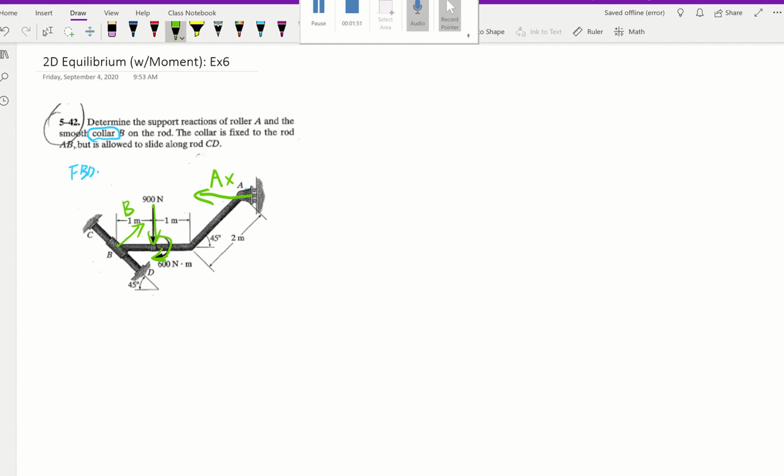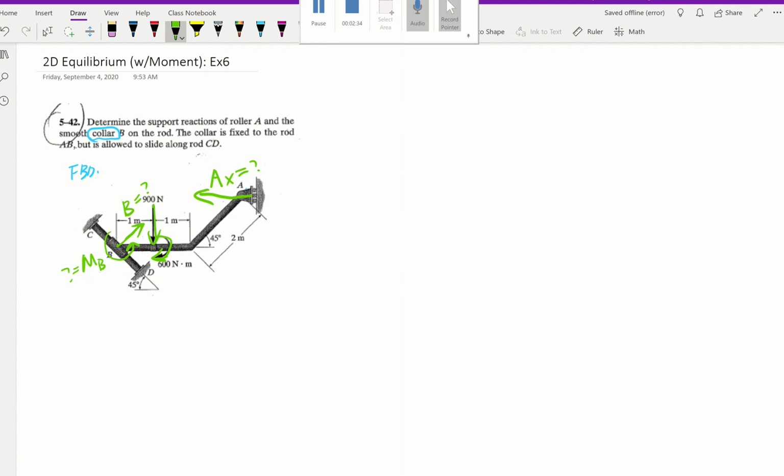Also think about this. For the smooth collar, we're going to use our rule of thumb: if you cannot rotate, we're going to have a moment. Can this rotate? It cannot, because it's fixed to this AB. The only way of movement is translation along CD. So we're going to have a moment here. We're going to assume the direction is going to be that direction, and that's what we call MB. That's what we're solving. And we also have reaction force B perpendicular to CD. We also have this roller support Ax we're solving. Now that completes our FBD.